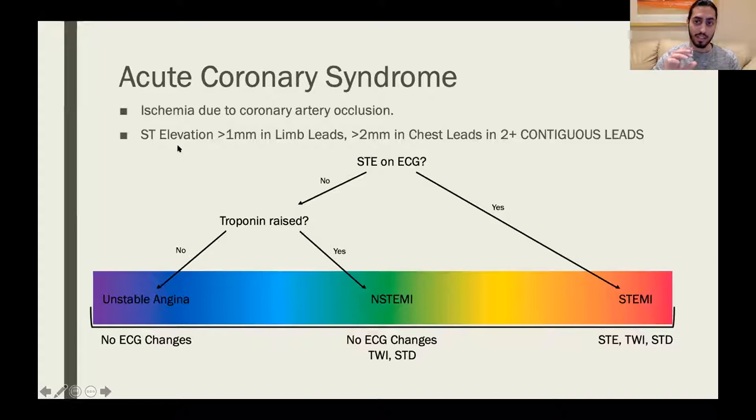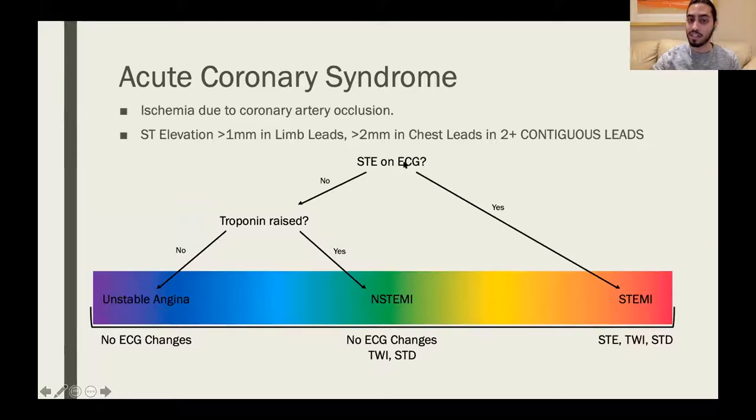So specifically looking at the ECGs, when you want to see if there's any ST elevation in any of the leads, by definition again, if there's more than one small box raised in the limb leads in the ST segment, or more than two small boxes raised in the precordial or the chest leads, so V1 to 6, in more than two contiguous leads, meaning more than two in the same area, that's how you can classify ST elevation myocardial infarction.